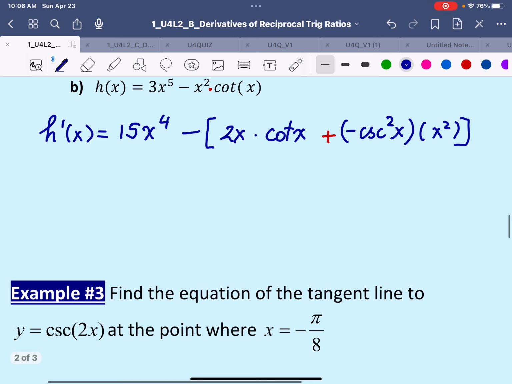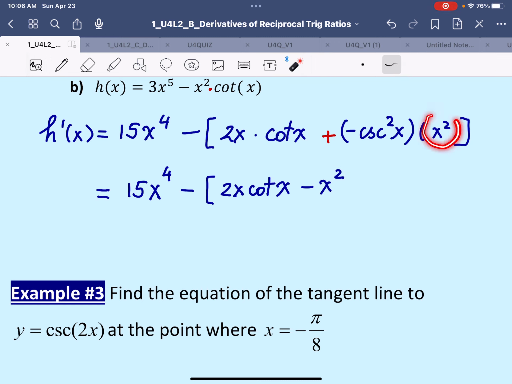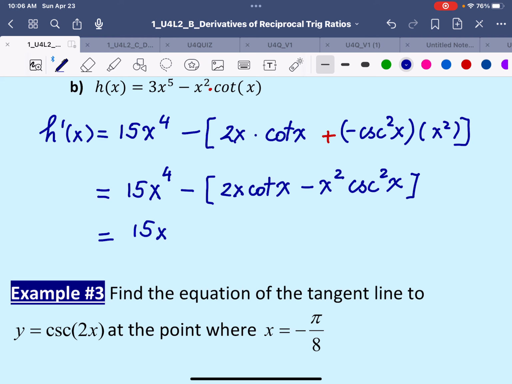So let's see what we get in a more simplified form. Again, the first term would be 15x to the power of 4. And I would try to actually simplify the insides first. So 2x cotan x, and a plus and a minus will make a minus. I would prefer that we write the term x squared before cosecant, to avoid any confusion about whether or not these two belong together. They don't, right? And then close the brackets and check and see if we have any common factors. It seems that we do. It's not a very big common factor, but there is one. So we have 15x to the 4 minus 2x cotan x, and then plus x squared cosecant squared x.